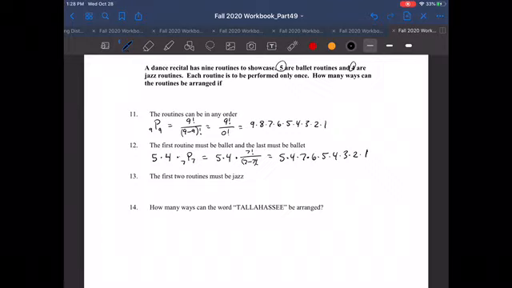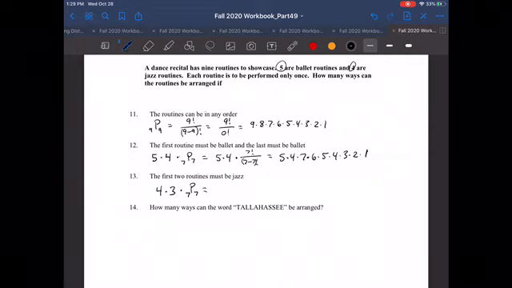All right, now it changes it up a little bit. The first 2 routines must be jazz. So our first jazz is going to be, we have 4 jazz routines. Our second jazz routine, there's 3 jazz routines. And then after that, we're just picking everything again. And this will be, again, we have 7 left and 7 to choose from right there, where we can pick from all the rest that are left. Okay? And again, you can do that one, and I'll leave you to write that one out and calculate it.